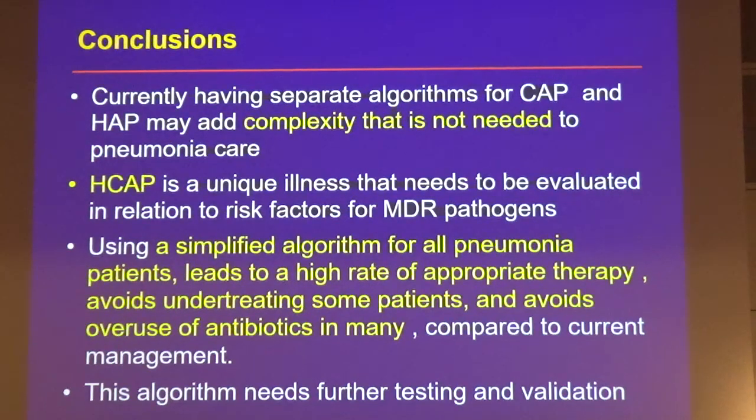But applying this to all pneumonia patients leads to a high rate of appropriate therapy. It avoids undertreating some patients. It avoids the overuse of antibiotics in many people. Again, the majority of people who didn't follow this algorithm ended up getting much broader spectrum therapy than was necessary. And I would say this is a start. This is not necessarily the only or the best algorithm. And I think it needs to be tested further. It needs to be validated.